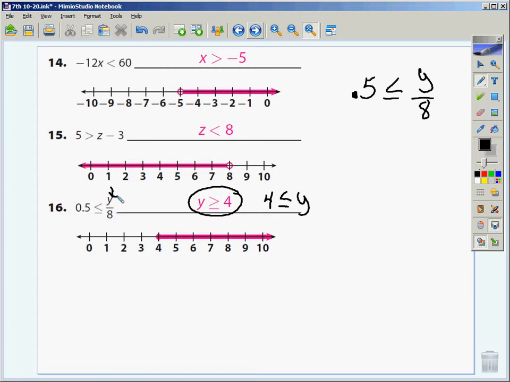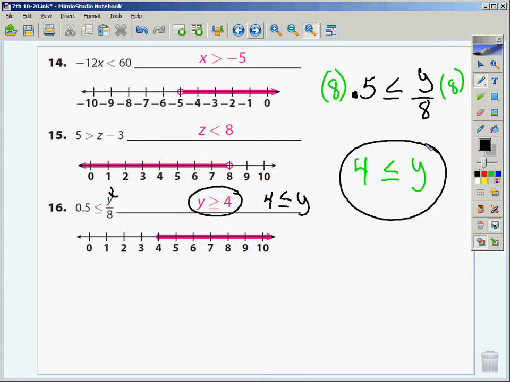They didn't. If I go to solve this, which I'm going to do, how do I get this y by itself? I multiply by what? 8. When I take 8 times 0.5, or half of 8, I get 4. Because I multiplied by a positive, I did not have to flip my sign. Notice which way it's written. If I just solve it, it's written the way that I wrote it out.